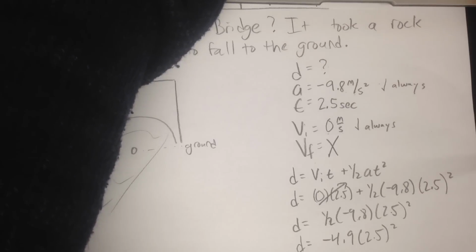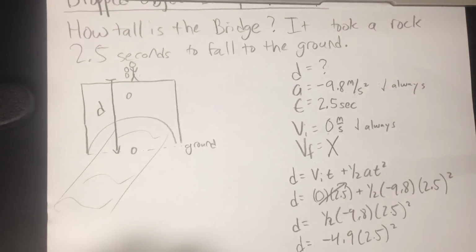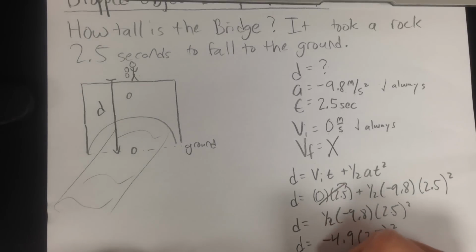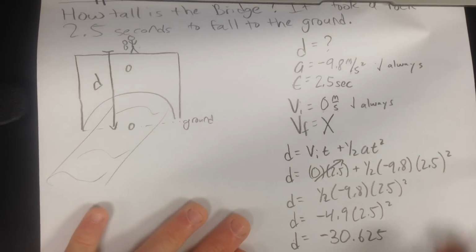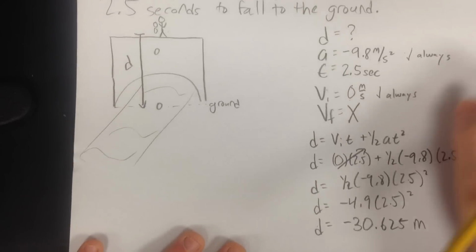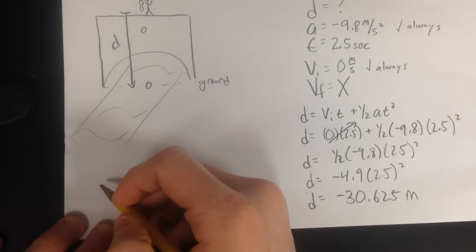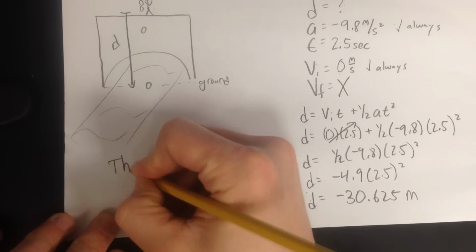So you could leave it open and do it on your calculator while I'm doing it on mine. There we go. So, like I said, you're going to get a negative distance because it falls down. I got negative 30.625 meters, which is the unit for distance. So we could just say the bridge is 30 meters tall, basically.